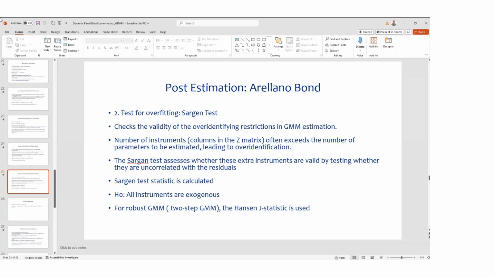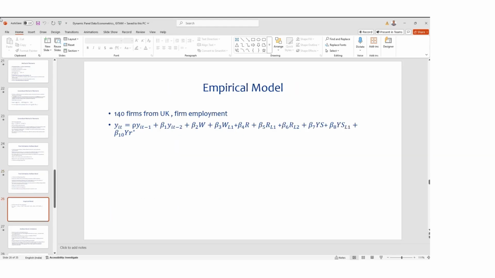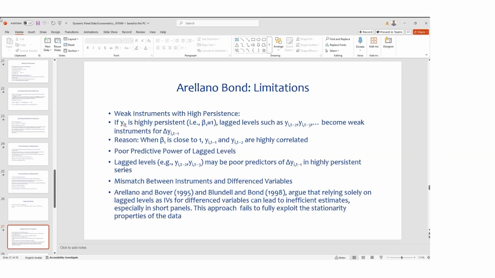We do a Sargan test to check if there is overfitting. You have included so many instruments, right? Your parameters might be less, instruments are more. Is it into overfitting, or did it just solve your problem? The answer to that comes from the Sargan test. You calculate the Sargan test, and yeah, that is the first Arellano-Bond.